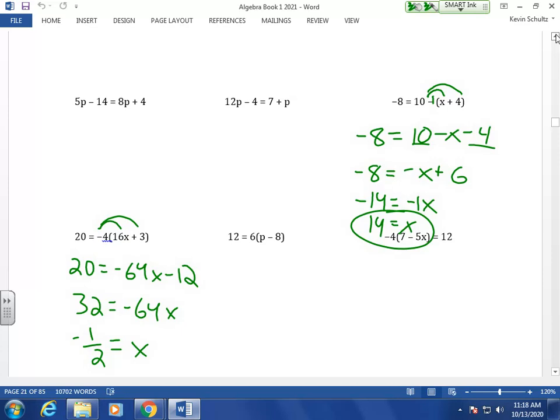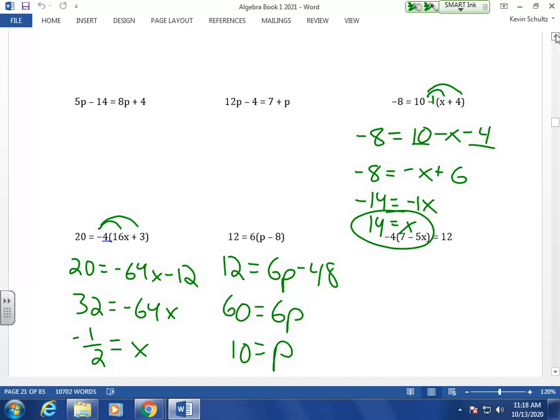Next one, distribute the 6. 12 equals 6p minus 48. Add 48 to both sides. 60 equals 6 times p, divide by 6, and we get a value of 10.